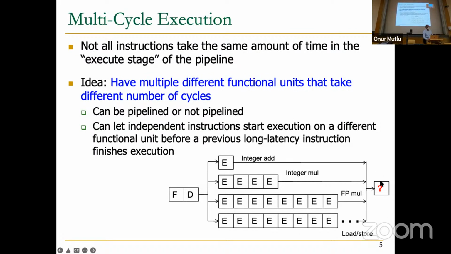So what do you do in the write-back stage then? Who goes to the write-back stage first? That's the key question over here. If you have these instructions that have different latencies, how do you write the results back to the architectural state? We're going to discuss some problems related to it, and why it's important also. That's why there's a question mark, because we're going to deal with that part of the pipeline today.